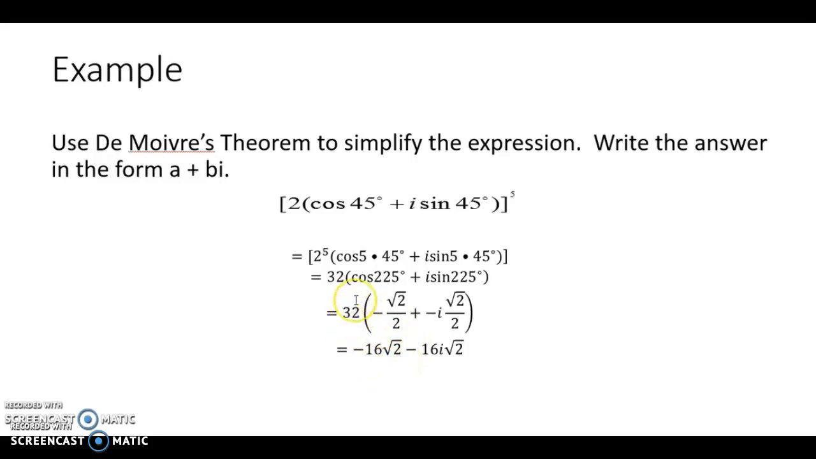And 2 divides into 32 16 times. So 32 times negative square root 2 over 2 equals negative 16 times the square root of 2. And of course, you're multiplying the same exact numbers again when you finish your distributing. So you get the same answer, negative 16 times the square root of 2. Of course, over here also times i. And this problem is complete.